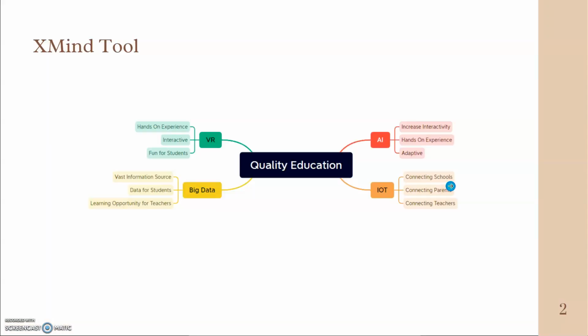So yeah, with the XMind tool, I created a base outline of how technology could help out in this area. So we have four main areas. We have VR, big data, AI, and IoT. I'm just going to go through real quick.